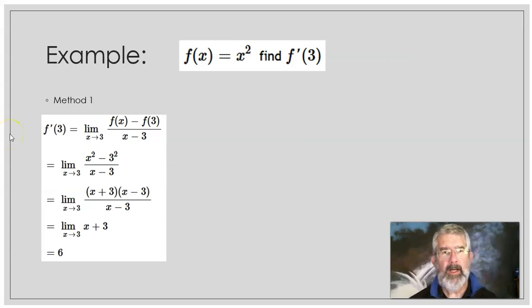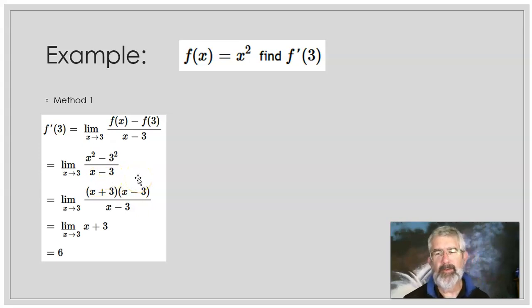So here's my example. Given the function f of x equals x squared, let's find the derivative of this at x equals 3. So this fits in the case where you could use either one. So here we go. F prime of 3 is, by the definition, the limit as x goes to 3 of f of x minus f of 3 all over x minus 3. Now let's apply this definition to that function. So that's the limit as x goes to 3 of x squared minus 3 squared over x minus 3.